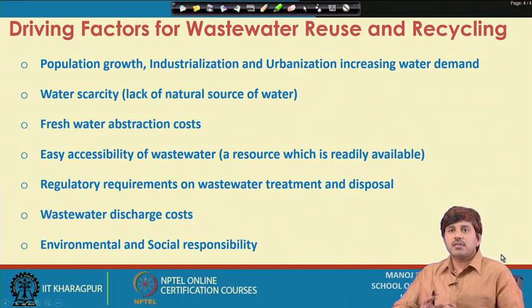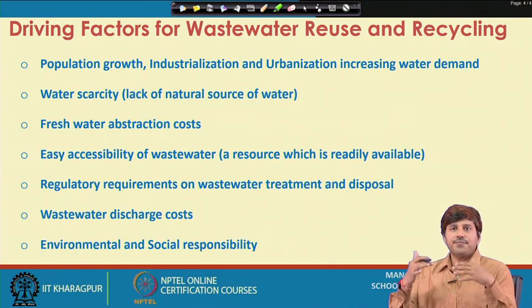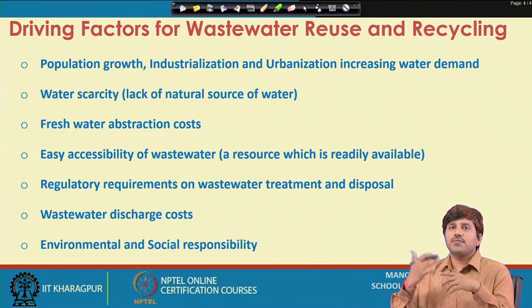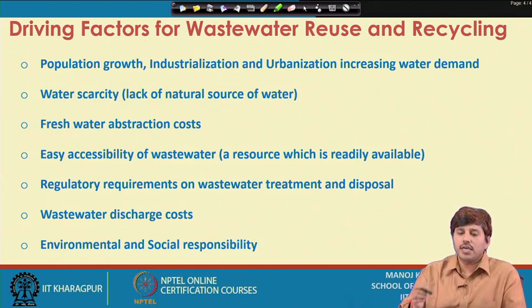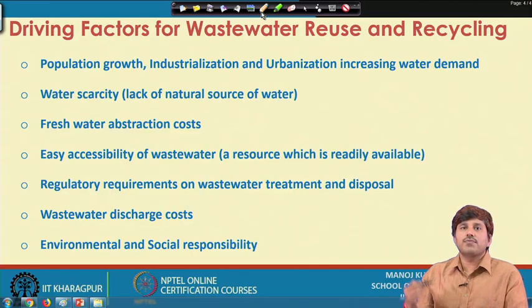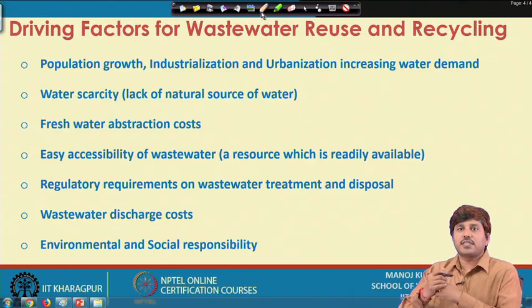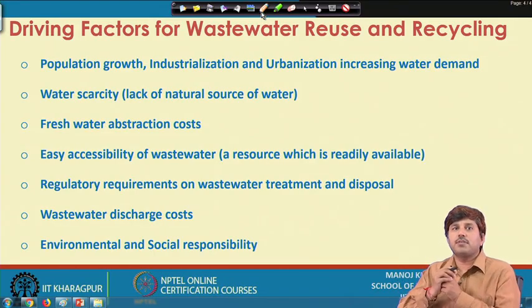Now, if we look at a far more detailed scale, at the various driving factors for wastewater reuse and recycling, there is population growth, industrialization and urbanization, which is increasing water demand. Now, for this increasing water demand, you have to have water resources, and apart from fresh water, wastewater could actually be an alternate resource for water. So, that is one of the most important driving factors, one of the most valuable driving factors for the purpose.